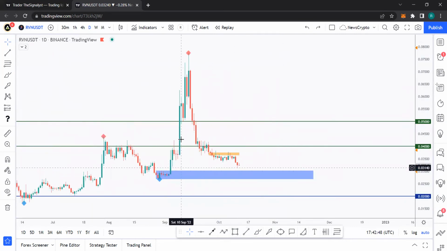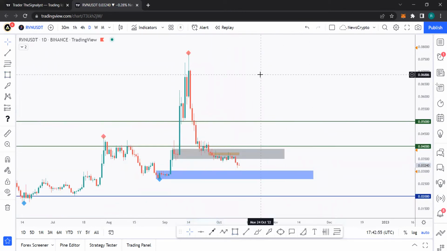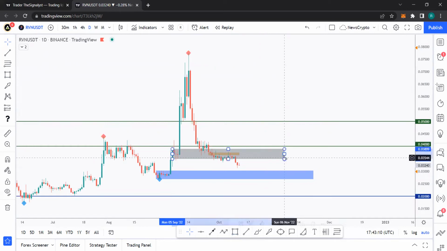Anyway, for now, let's update it. We had two demand zones, in fact, here. The first one was here, but as you can see, price broke it down. So not every demand is bulletproof. No matter how strong it is, it can still be broken down or upwards. That's why we don't buy blindly around the demand. We zoom into lower time frames and look for setups. Let me give you an example.